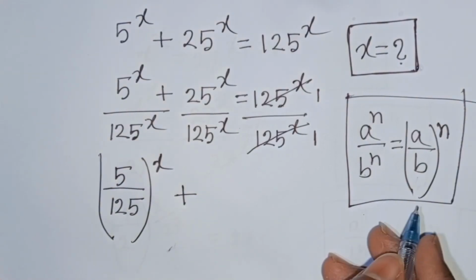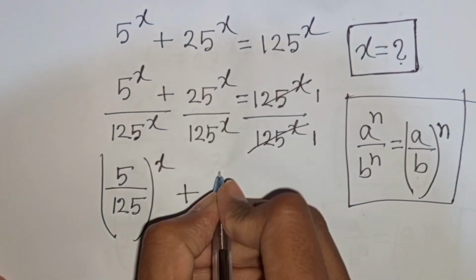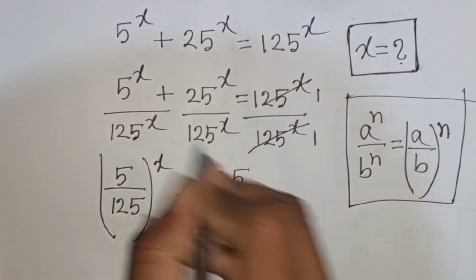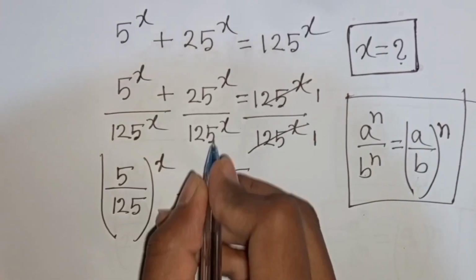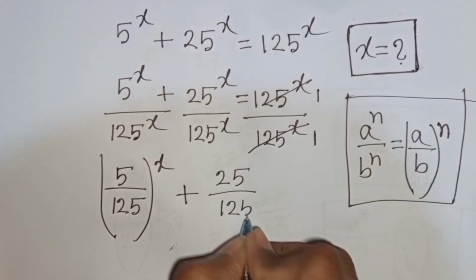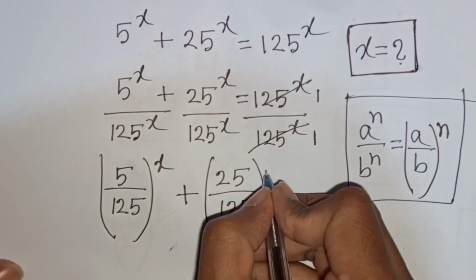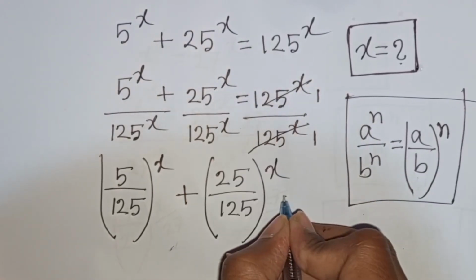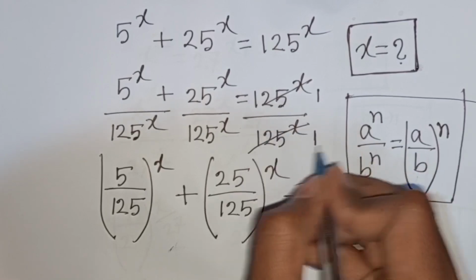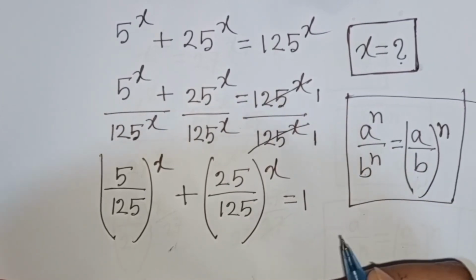So according to this formula, we can write here 25 over 125, then bracket common power x is equal to 1 divided by 1, that means it will be 1.